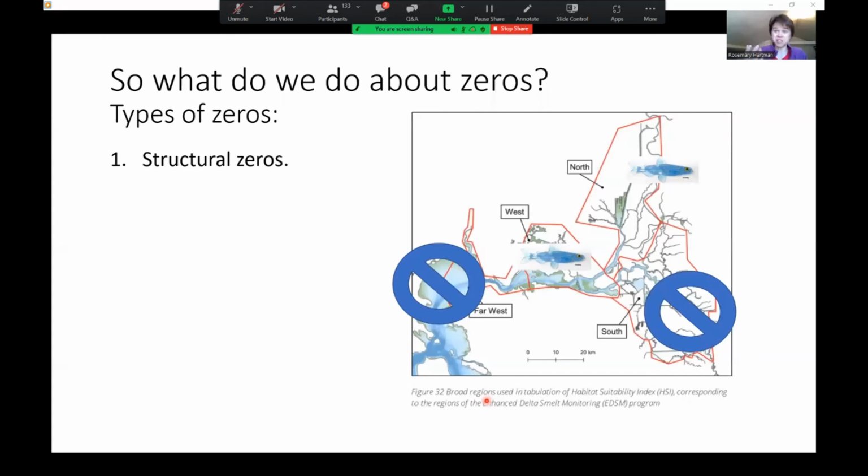There's what are known as structural zeros. So we're not catching delta smelt because the habitat is just not going to ever give you delta smelt, or you're on land, or just areas where you're never going to see smelt, no matter how good things are. Too hot, too clear, too salty, etc.